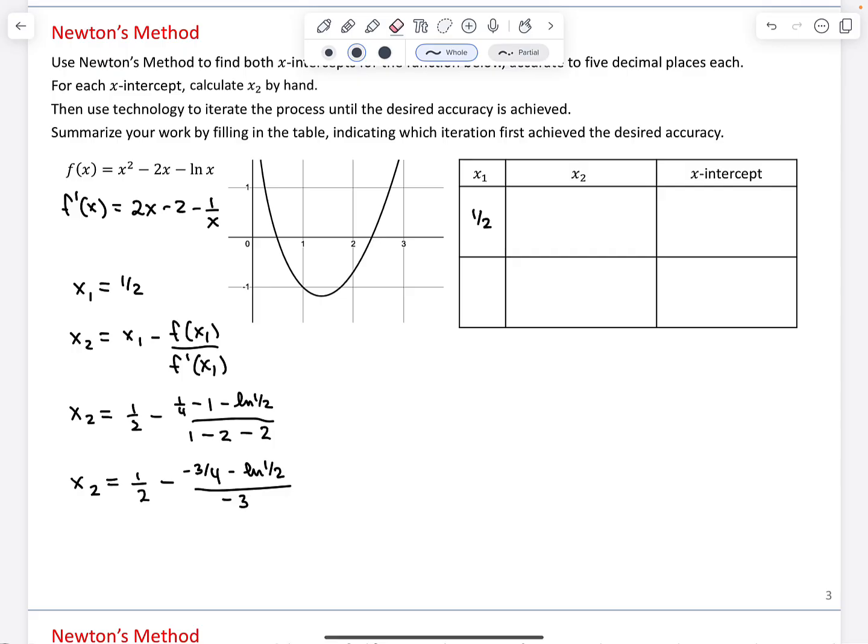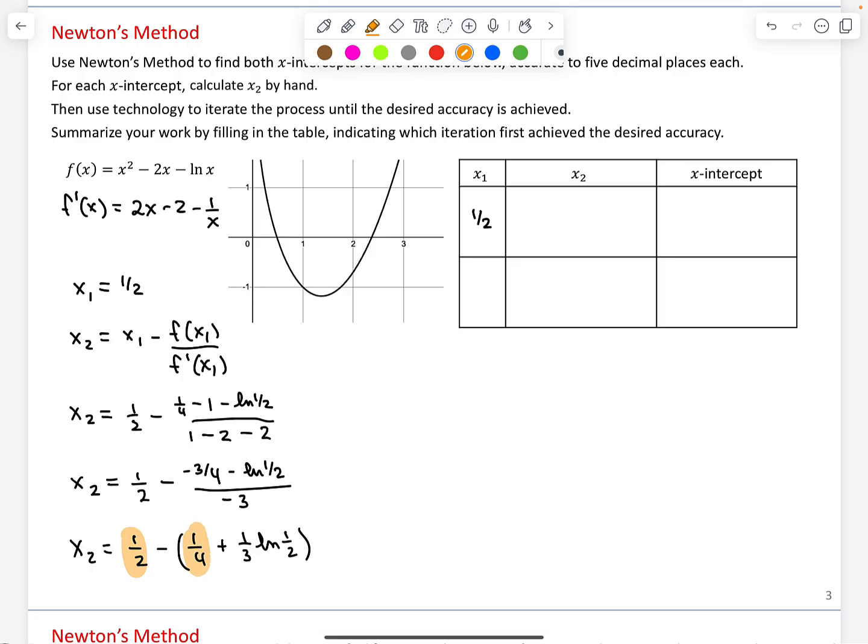Let me move my work up a bit. Now I can divide both of these terms by this minus 3. So negative 3/4 divided by negative 3 is positive 1/4. Make sure to use some parentheses here because this negative will need to distribute. And then negative natural log 1/2 divided by negative 3 will go to positive 1/3 of natural log of a half. And then I can distribute this negative.